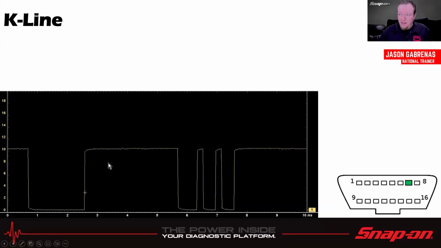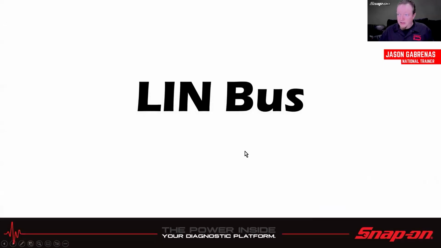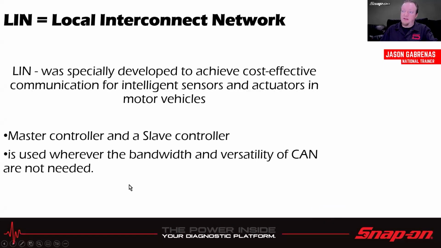So if you see here, we've got a 10-volt square wave, right? Going across the screen, lots of ones, 0, 1, 1. See all the different communication patterns. And then LIN bus. LIN, by the way, specially stands for Local Interconnect Network.